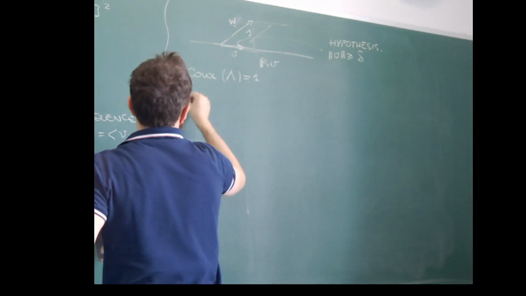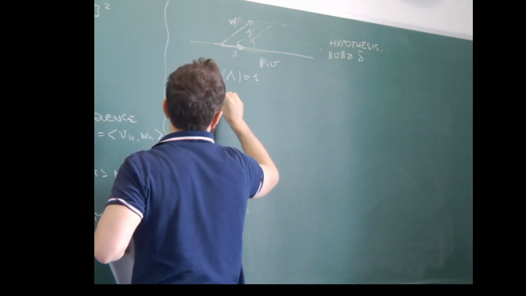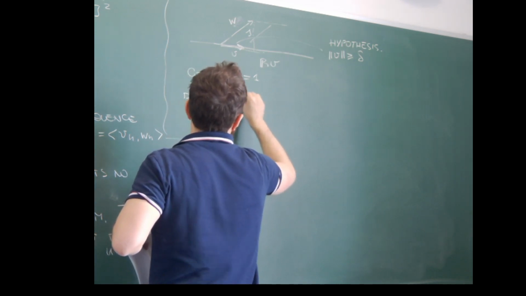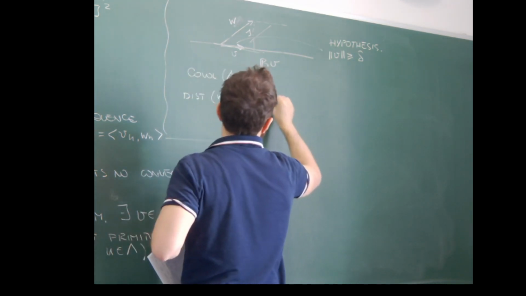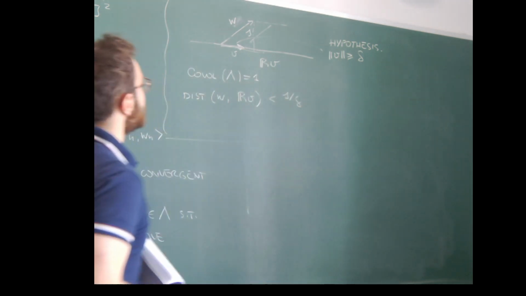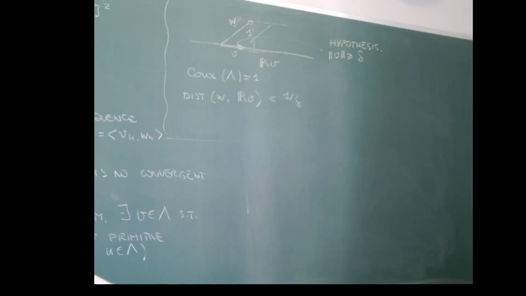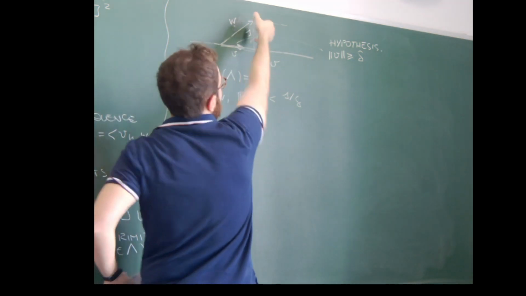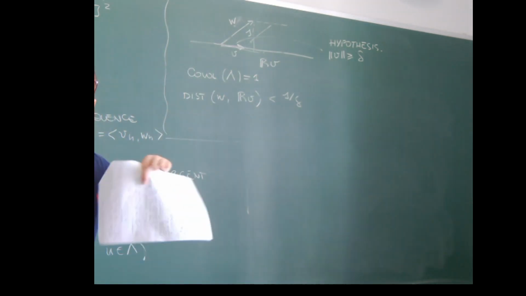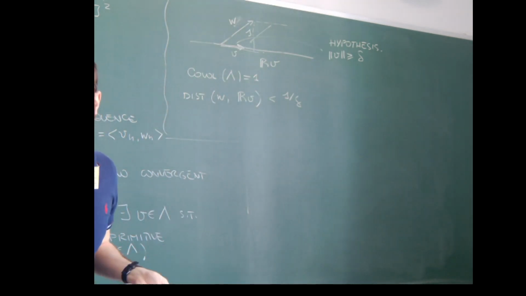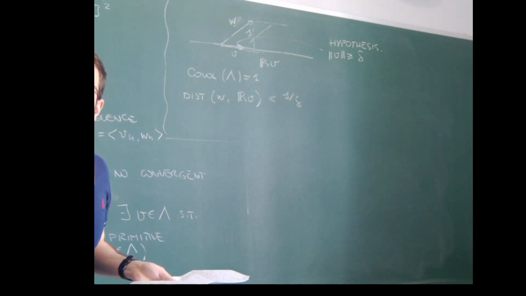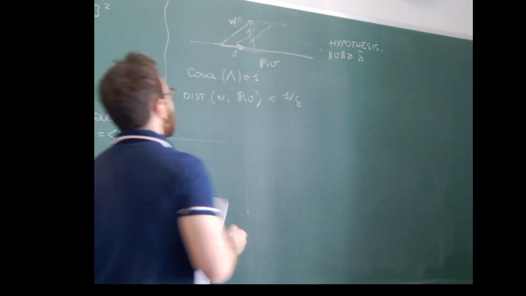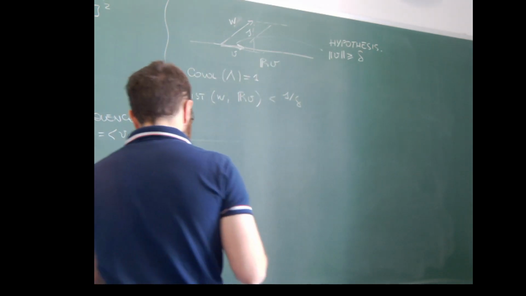This means that the distance between w and the line Rv is less than 1 over delta. Otherwise you would have that the covolume is larger than 1. If this length here is bigger than delta, this height must be less than 1 over delta. Otherwise, whenever you multiply together, you get something of area larger than 1. Does it make sense? Yes? Okay, good.